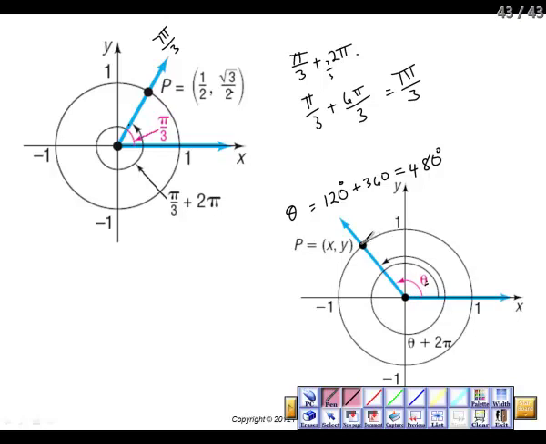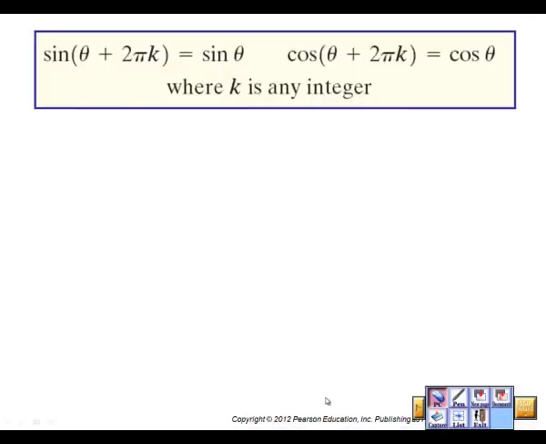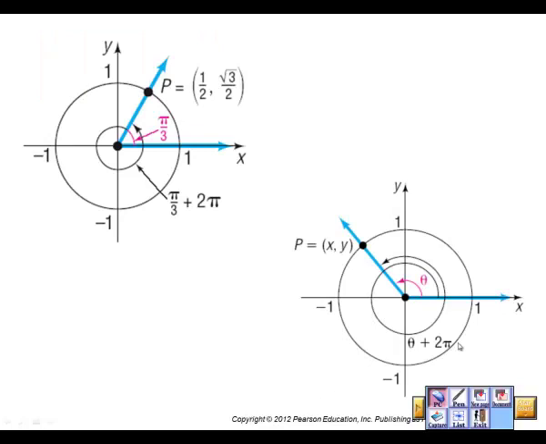They share the same functional values. So we could say that these values here would be -1/2 and a positive square root 3 over 2. And so 120 would have these values for cosine and sine, and so would 480. And if we were to subtract 360 from 480, we get 120. We can use the values for 120 to find the values for 480. And you could also use the same thing for radians as well.